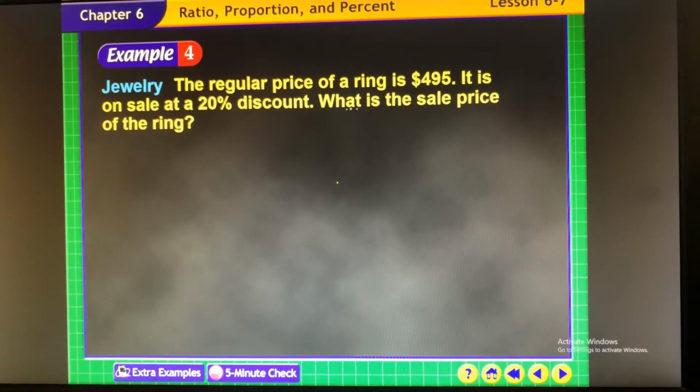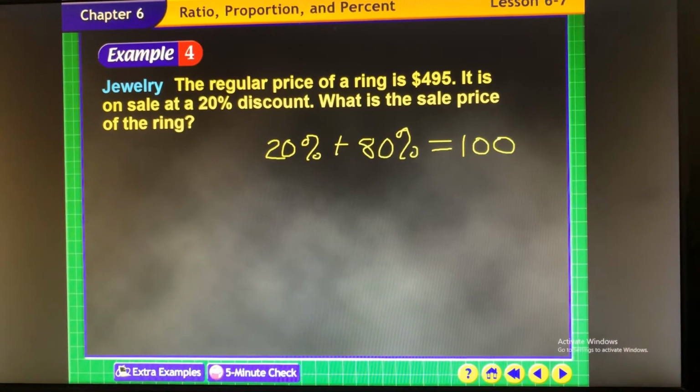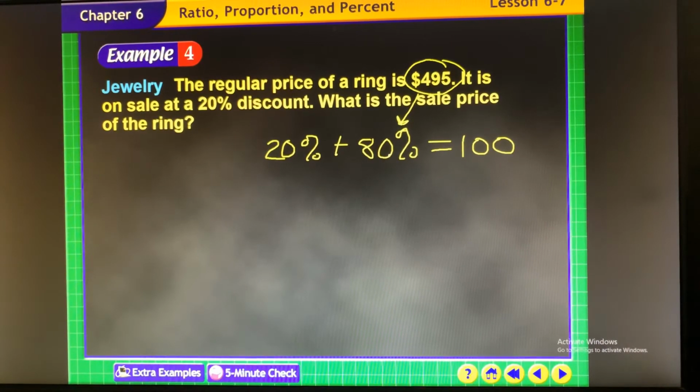Okay, what is the sale price of the ring? So the regular price of the ring is $495. It's on sale for 20% discount. So if it's on sale for 20%, that means that it's selling for 80% of the price, because together they make 100%. So the easiest way to do this is to take 495 and multiply it by 80%, because it's 80% of the cost. So together you're trying to make 100.